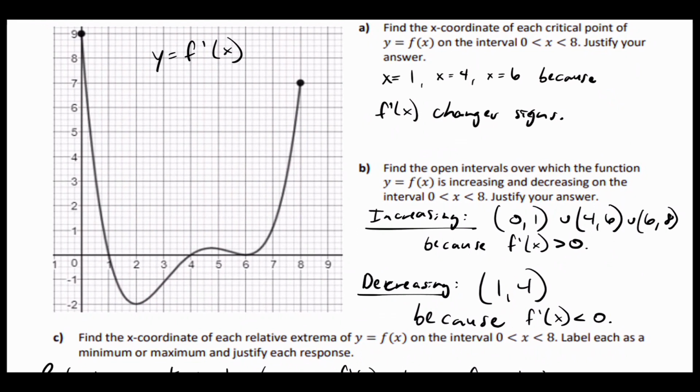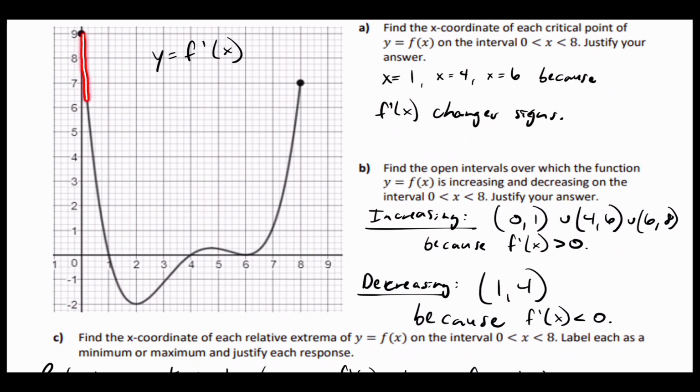So when the slope changes signs. So now we're looking at the slope, not the y values. We're looking at the slope of this guy. So when the slope of this guy changes, that's where we're going to have points of inflection. So now we're looking at the slopes.